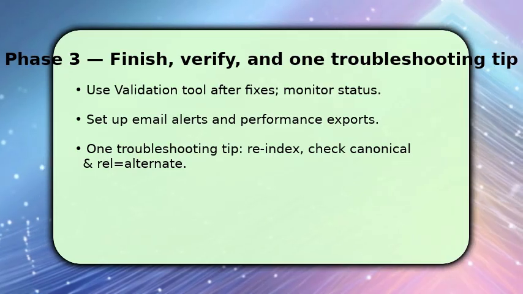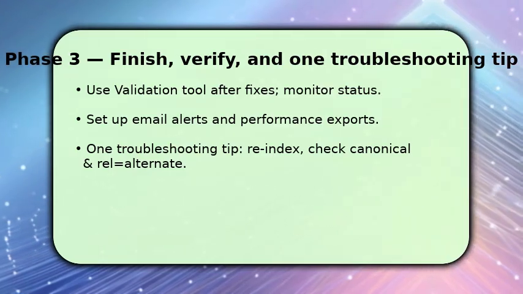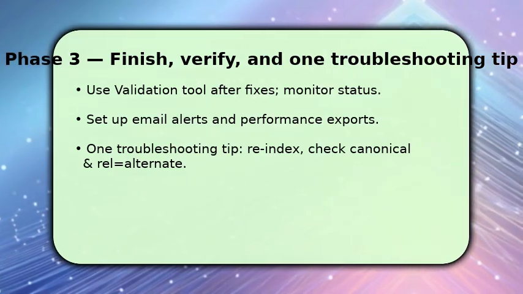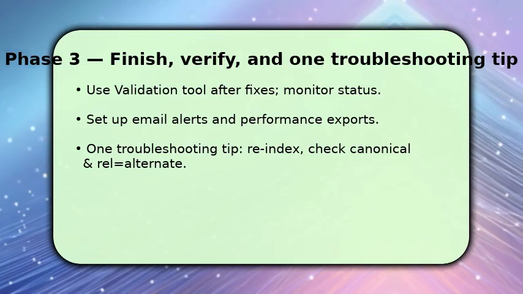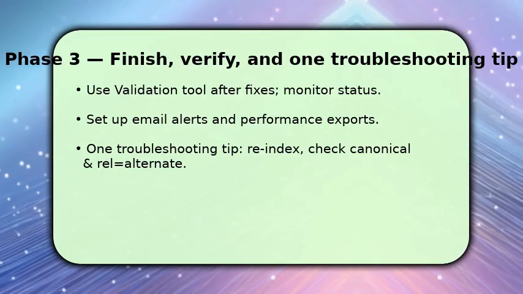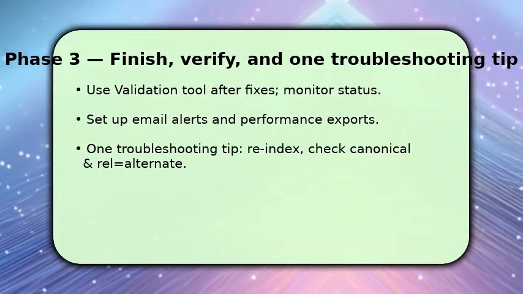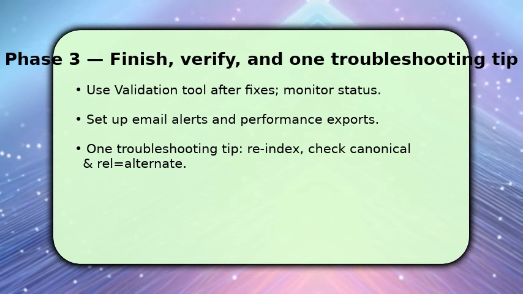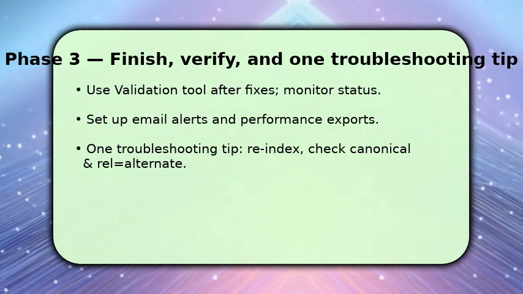If something goes wrong, like no index or drops, reindex the URL, confirm canonical tags and hreflang or rel=alternate settings, and check for recent robots or security changes. If the problem persists, compare server logs to Search Console crawl activity to isolate the root cause.